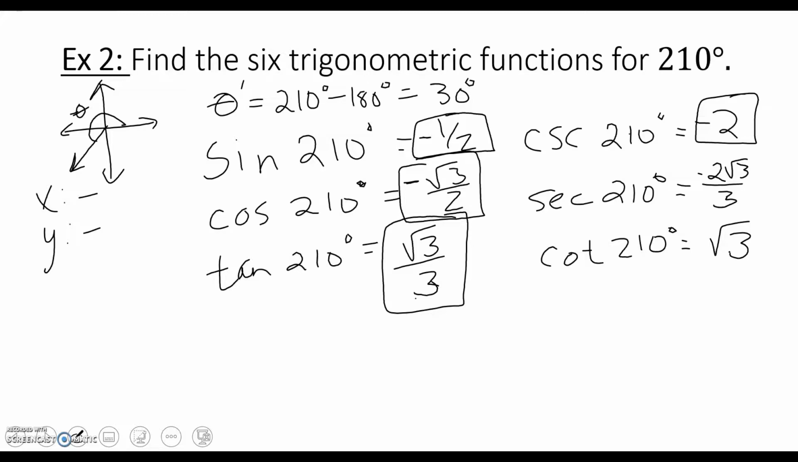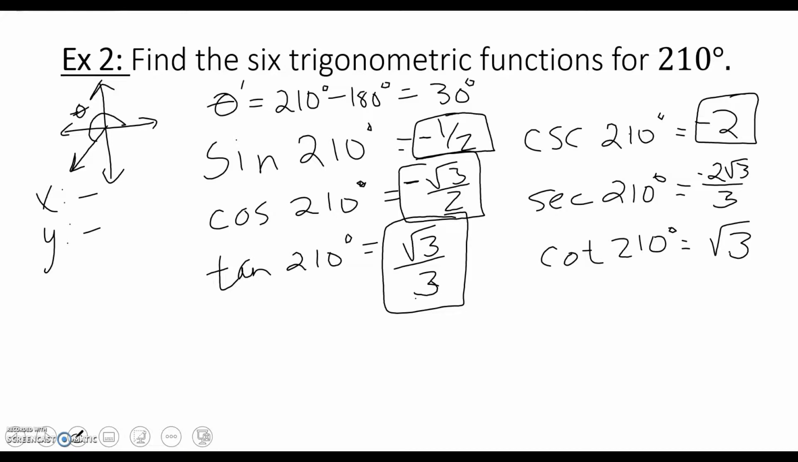Alrighty, so hopefully I said all of this correctly. The sine of 210 is the same as the sine of 30 degrees, except the sign changes. The cosine of 210 is the same as the cosine of 30 degrees, except the sign changes. The tangent of 210 is exactly the same as the tangent of 30. Cotangent of 210 is the same as the cotangent of 30. Secant of 210 is the same as the secant of 30, but the sign changes. And same with the cosecant. Cosecant of 210 degrees is the same as the cosecant of 30 degrees, but the sign changes, okay?